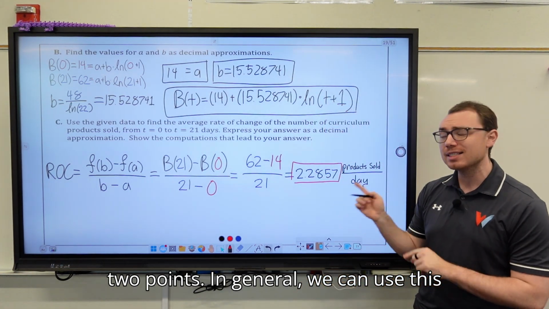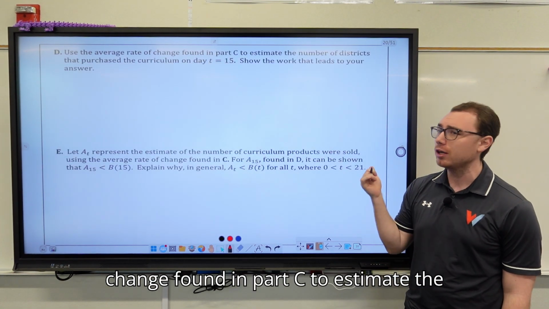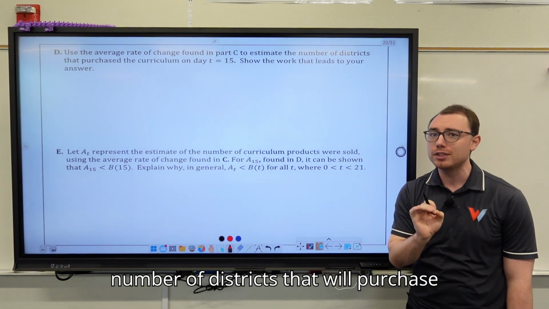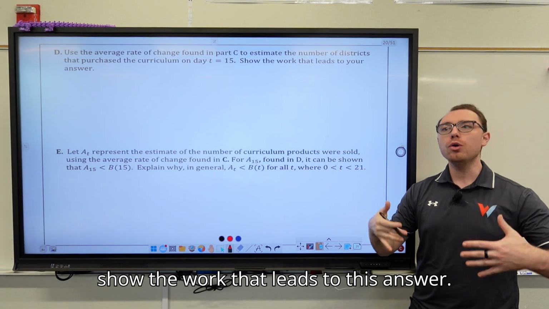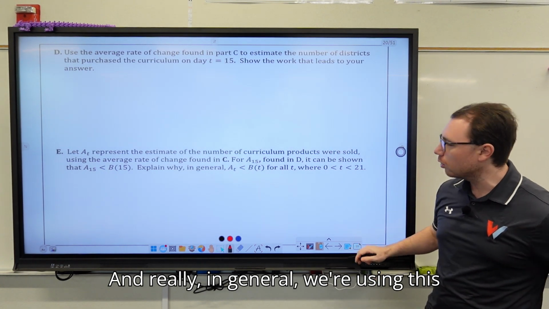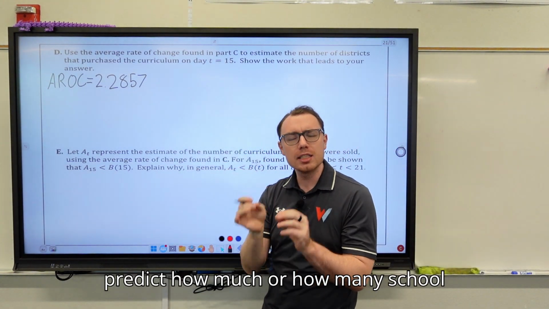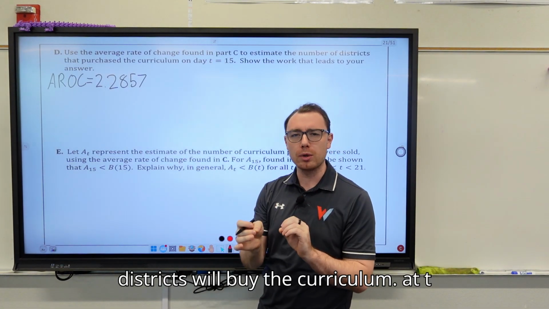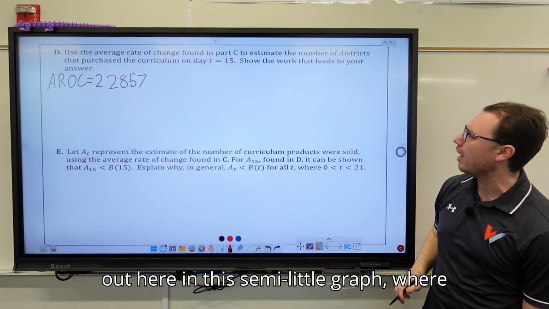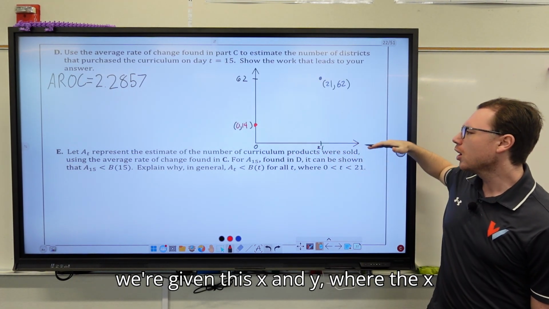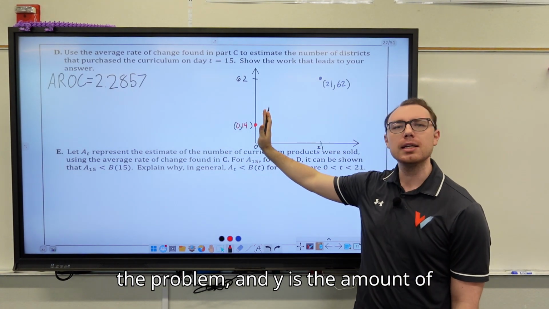In general, we can use this in part D, where for part D, it states that we want to use the average rate of change found in part C to estimate the number of districts that will purchase the curriculum on day 15. We're going to show the work that leads to this answer. And really, in general, we're using this average rate of change of 2.2857 to predict how many school districts will buy that curriculum at t equaling 15. We could kind of draw this out here in this semi-little graph where we're given this x and y, where the x is the number of days for the problem, and y is the amount of curriculum sold.